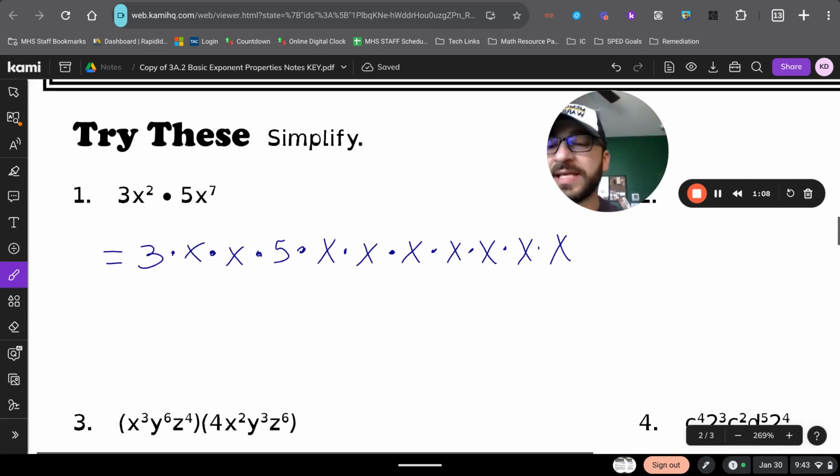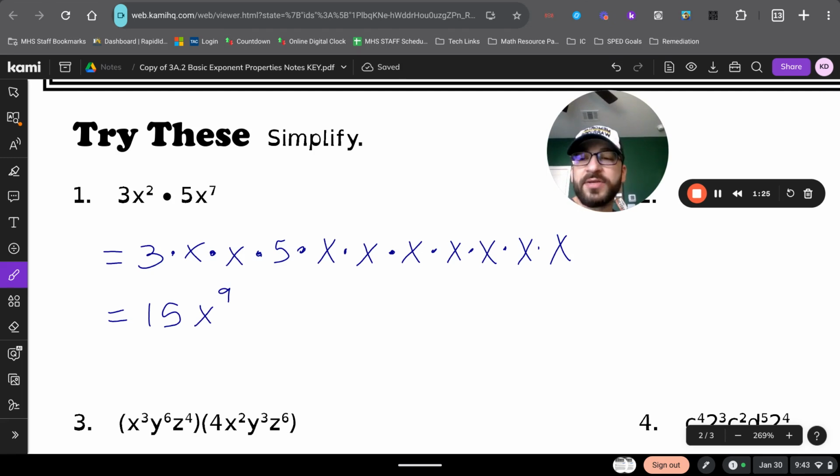Now this is pretty tedious, but we can see we still have that 3 and that 5 multiplied, so we can multiply those together to make 15. And then counting up our x's, we have 2 x's in the front and 7 x's in the back, then that would give us x to the 9th. Now comparing this to our original 3x squared times 5x to the 7th, we can see that just like we thought, we did multiply 3 and 5, but our x squared and our x to the 7th became x to the 9th. So what changed about our x's is we took that power of 2 and that power of 7, and we actually added them together.